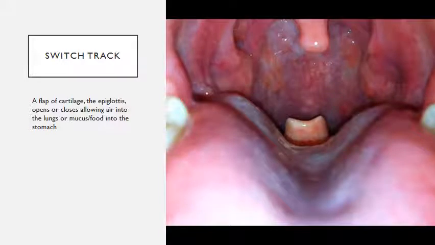There's a flap of cartilage, the epiglottis, that opens and closes right at the back of your throat. Now, this sort of is the switch track point. From here, you can get materials to go down to your stomach, or you can get them to go over to your lungs. It's all based on where that flap of cartilage is. You can't eat and drink at the same time. You can't drink and breathe at the same time because of that flap of cartilage. If you try and force yourself to, of course you're going to choke. But that flap is there to prevent you constantly choking.